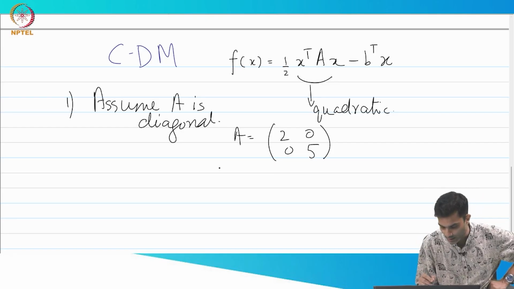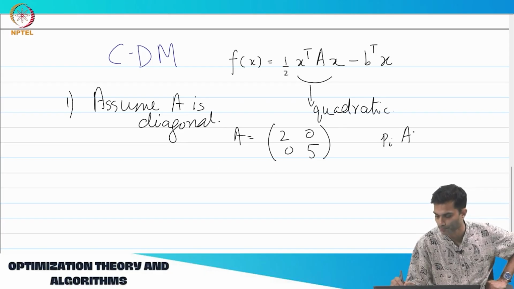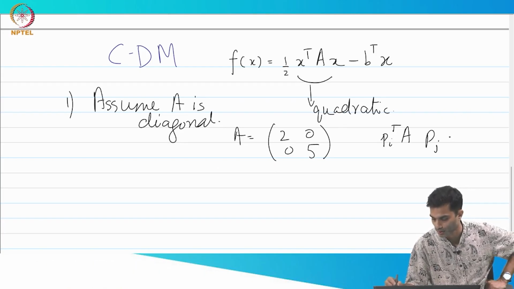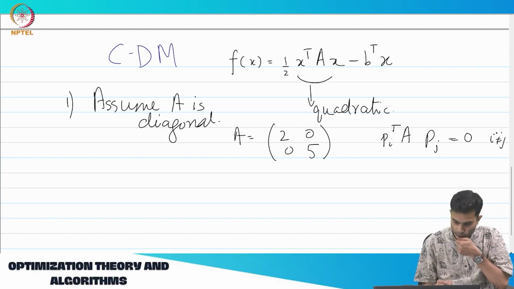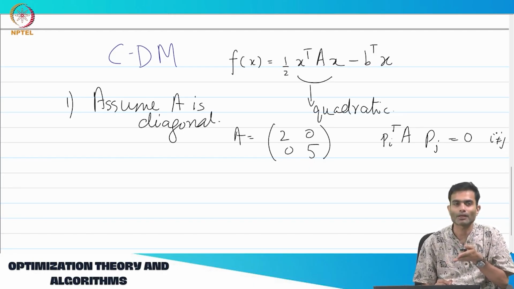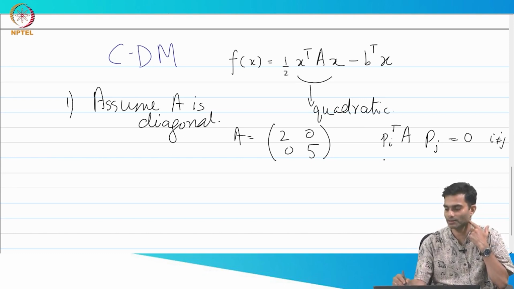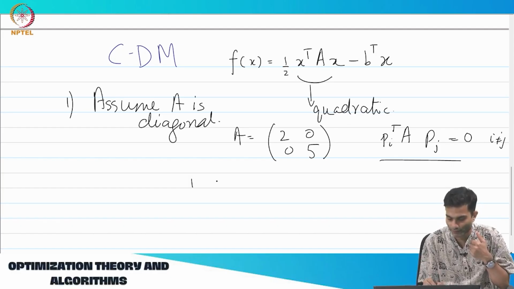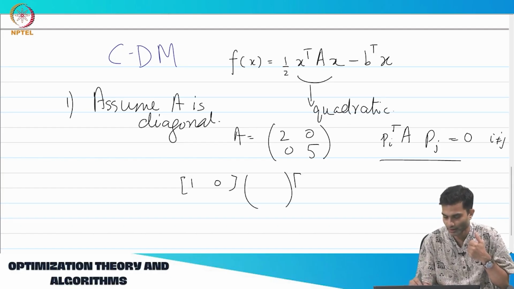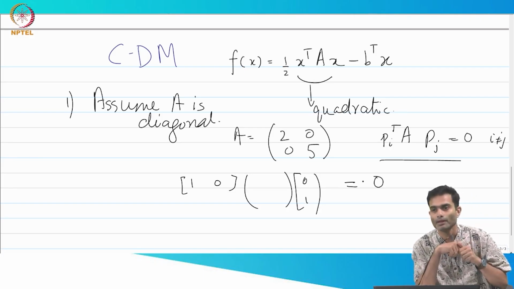Let's look at the conjugacy condition. What is the conjugacy condition? Pi transpose A Pj is equal to 0, i not equal to j. This is a diagonal matrix. Can you immediately guess one set of p's such that this is satisfied? 1 0 and 0 1, right? So supposing I have 1 0, this matrix A, and 0 1, you can see that this is going to be equal to 0, right?